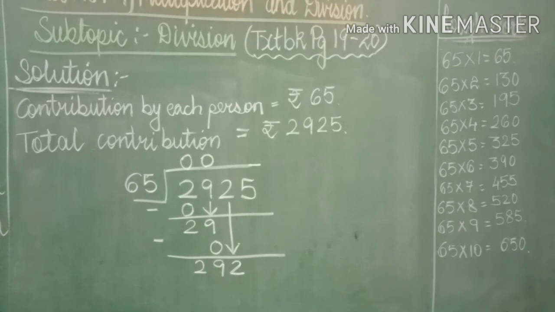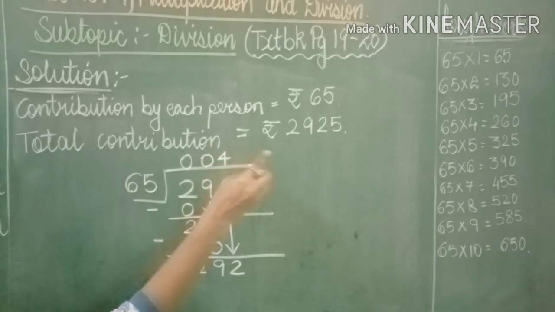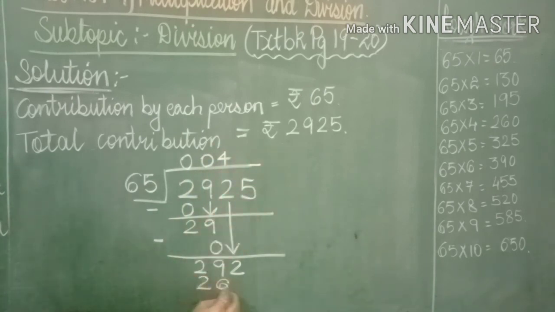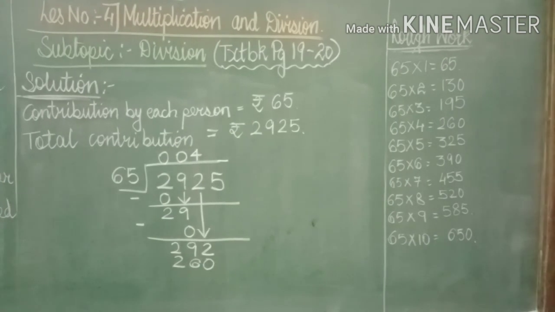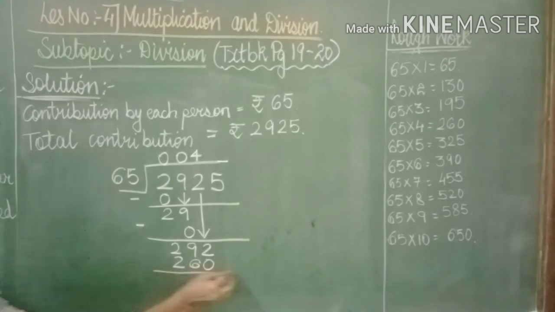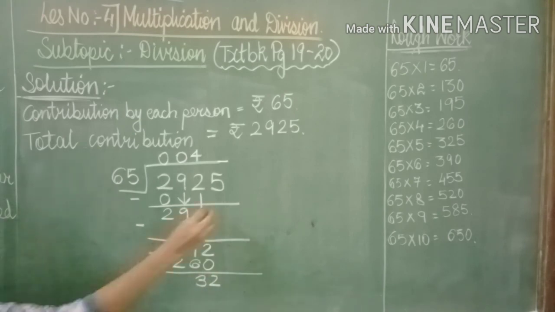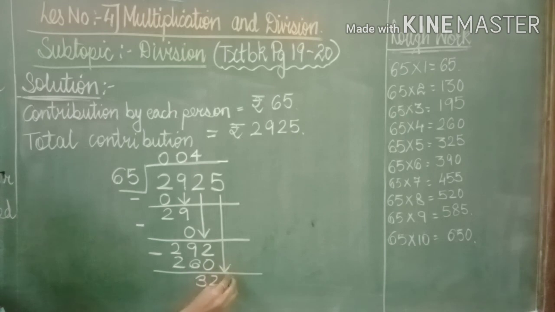So what are we going to do? We will be writing 65 fours is 260. And we have to again subtract, that is minus. Now 292 minus 260, the answer will come as 32. This solution you have to do directly. Now we have to pull down 5 with an arrow and we will be writing 325.